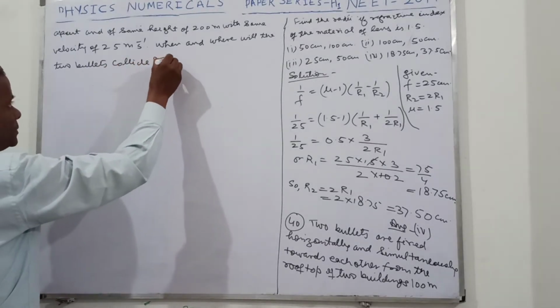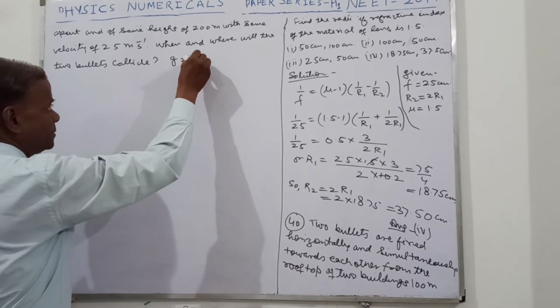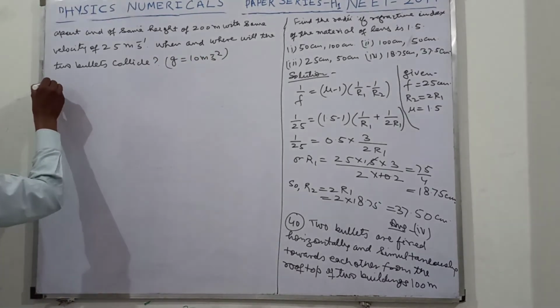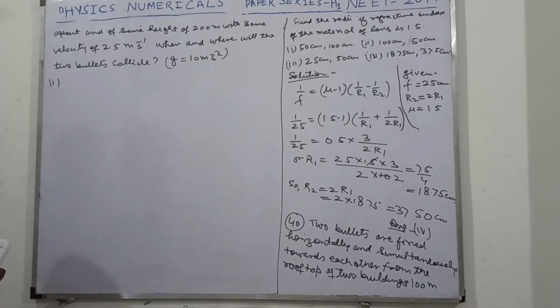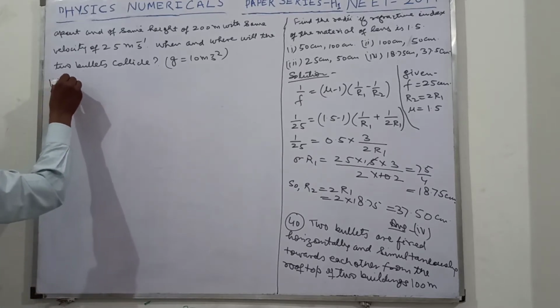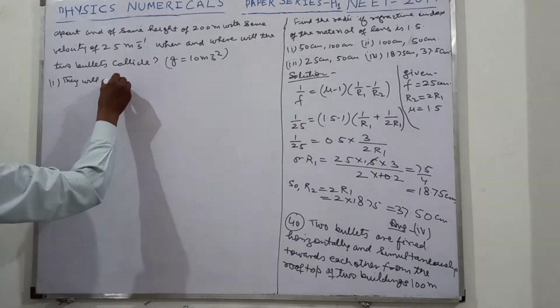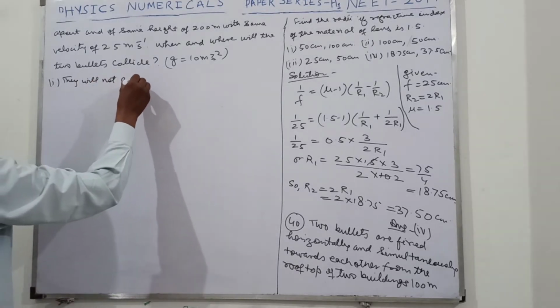Now here this g is 10 meter per second square. This is given. Now the options are: first option is they will not collide.